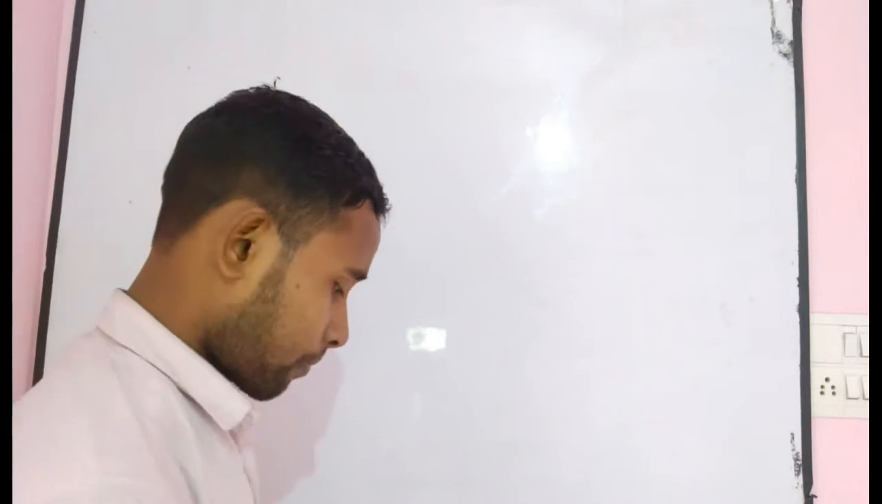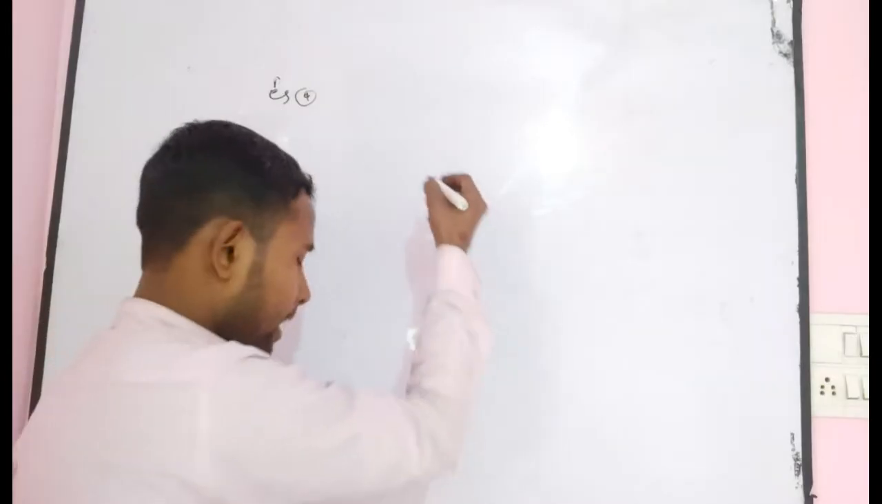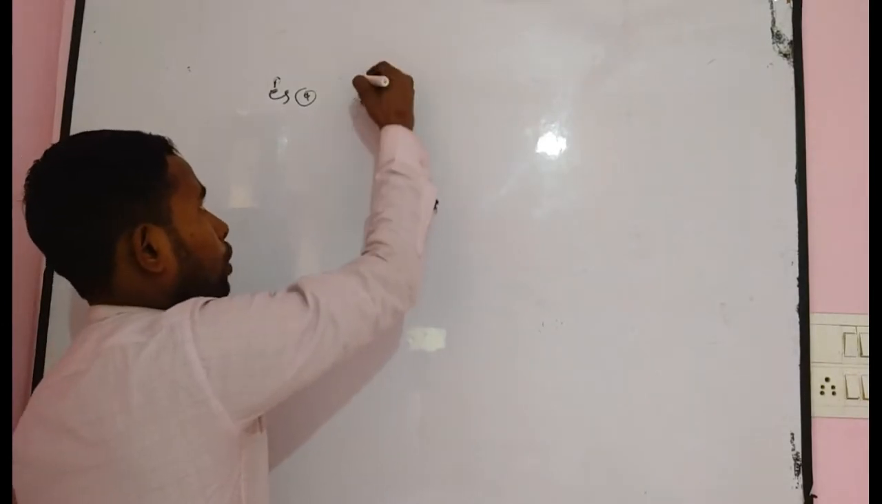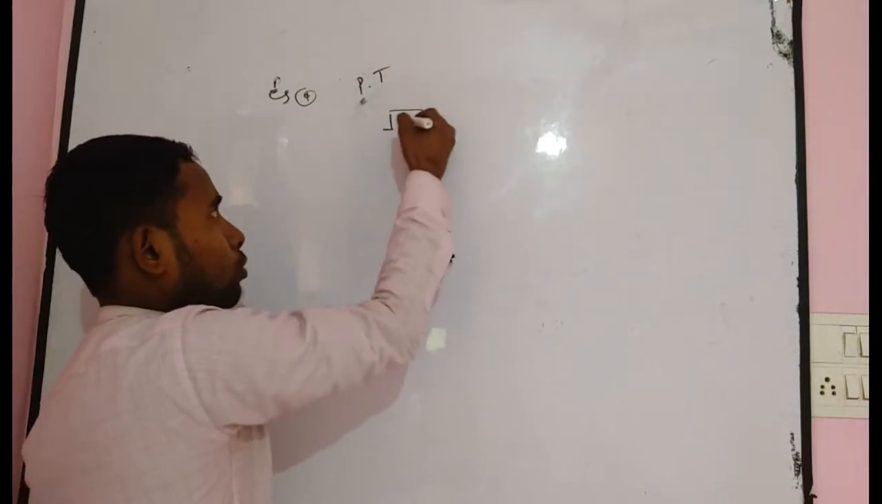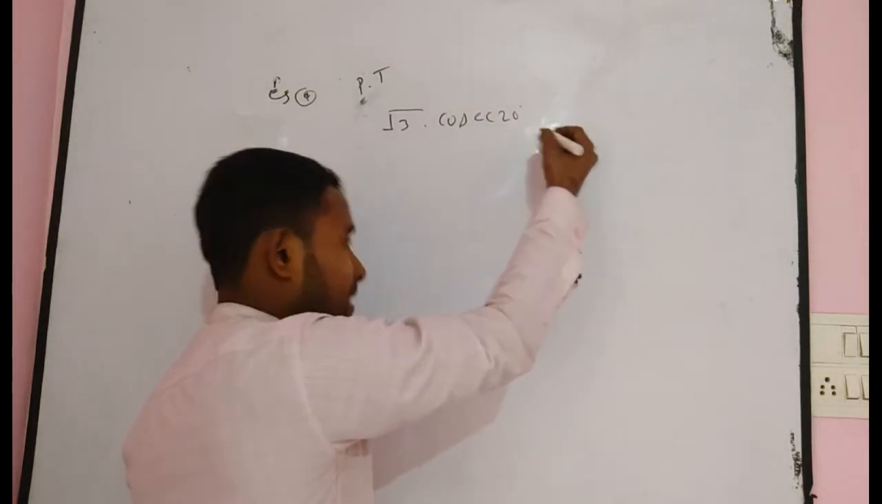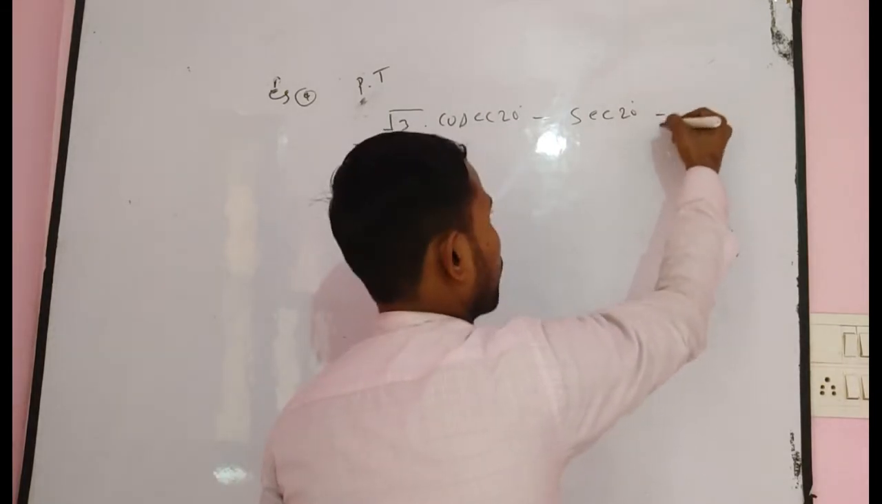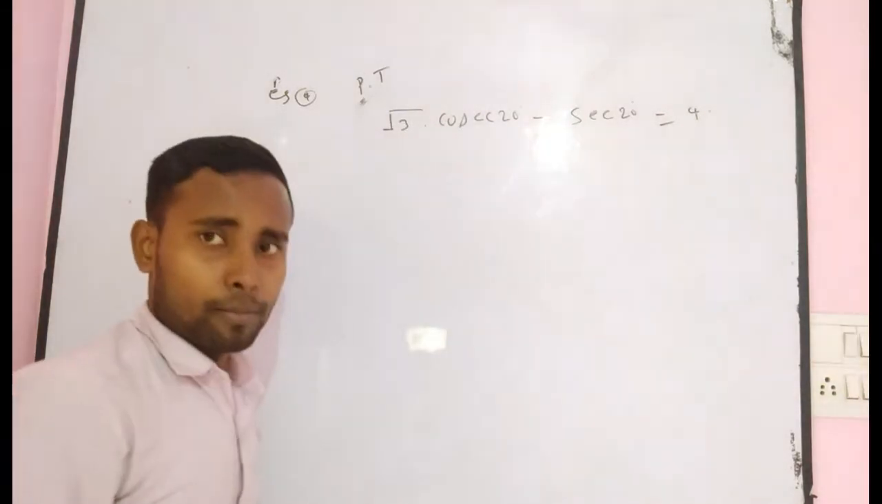Question 4. Example 4. In this problem it is given that you have to prove that root 3 into cosec 20 degree minus sec 20 degree is equal to 4. You have to prove.